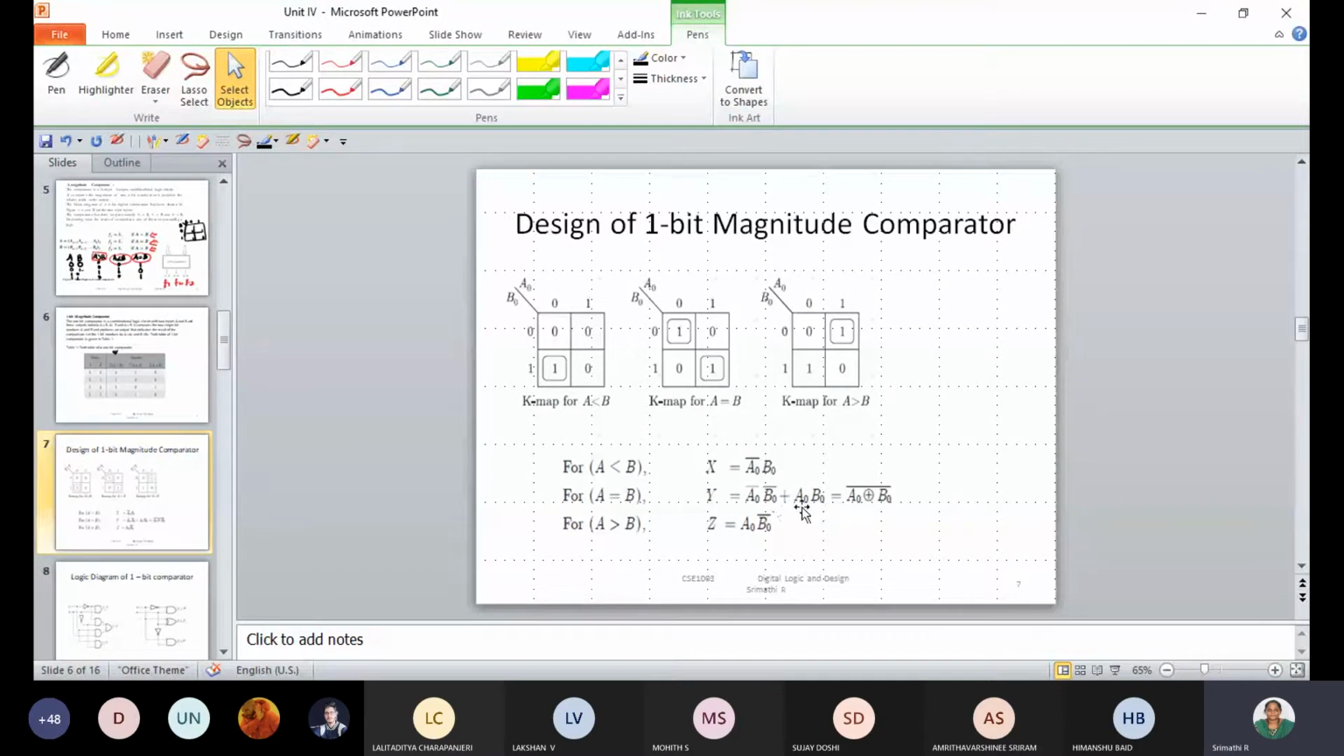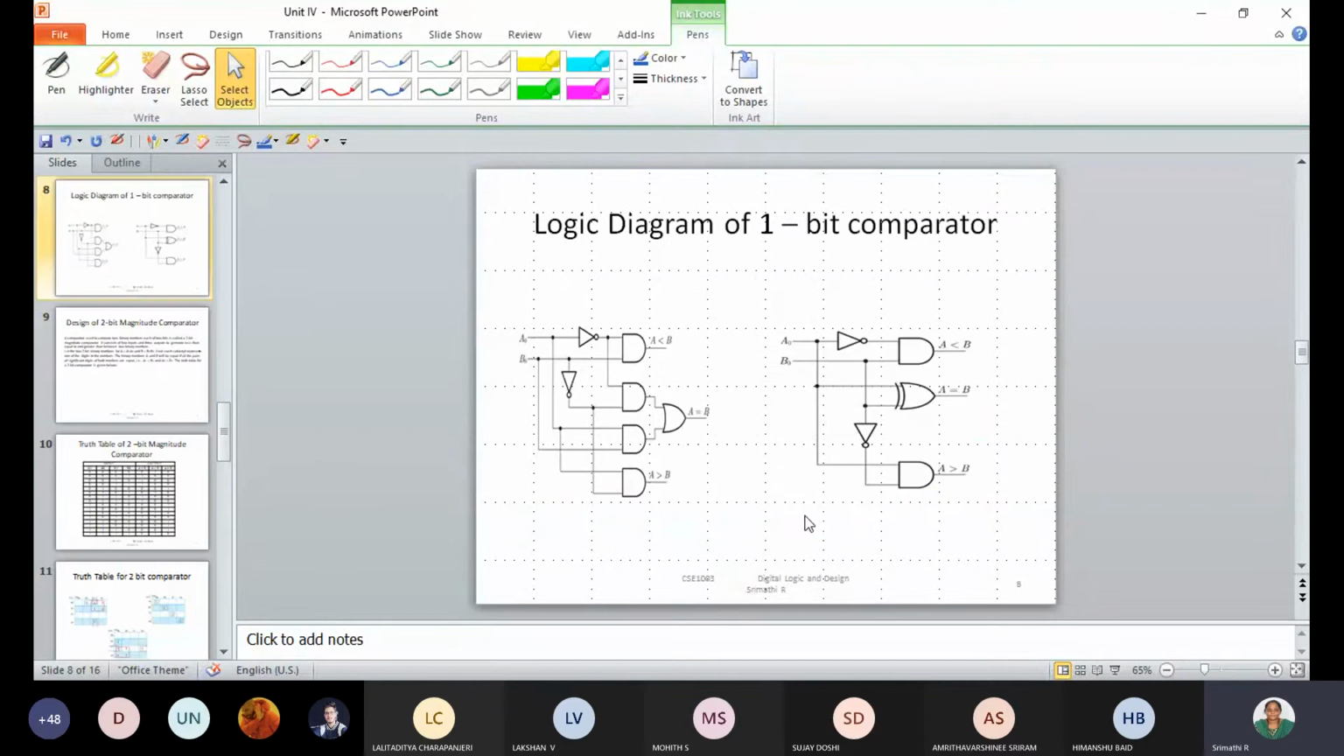If you look at this one, this is nothing but your XNOR gate, the complement of XOR. So the complement of A XOR B is your XNOR. And then this is your A not B not bar. So we know the logical expression, and now we can implement it by using logic gates.